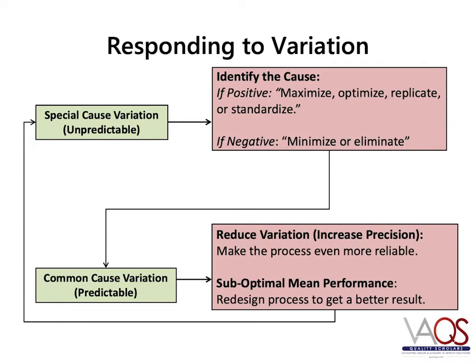Once you change the system, you may get to a state where the performance is predictable and you have common cause variation. If your system is predictable, it is important to consider whether your precision and your mean performance is acceptable. If the range is too wide, you will want to work to make the process more reliable and increase the precision. If the mean performance is unacceptable, you will want to redesign the process to get a better result. Both of these actions may eventually lead to statistically significant changes in system performance, and the cycle would continue.